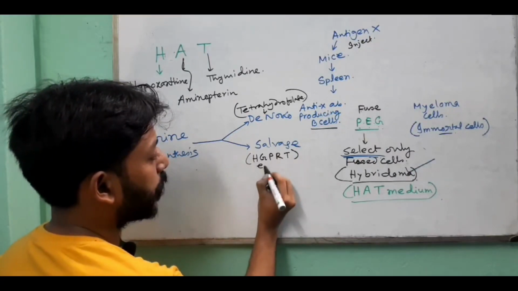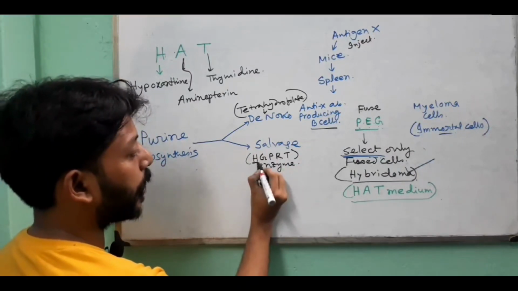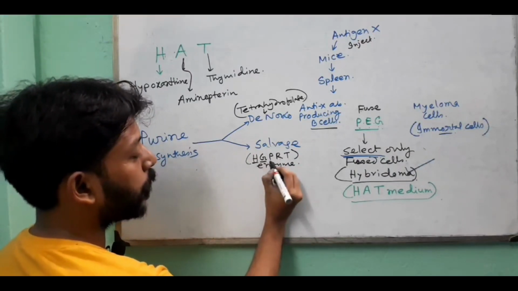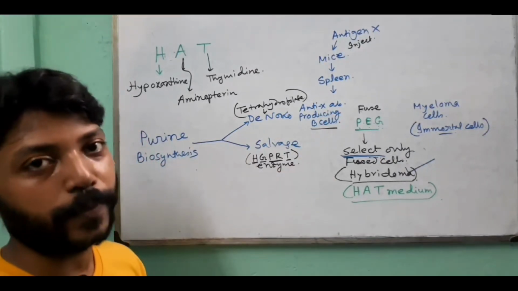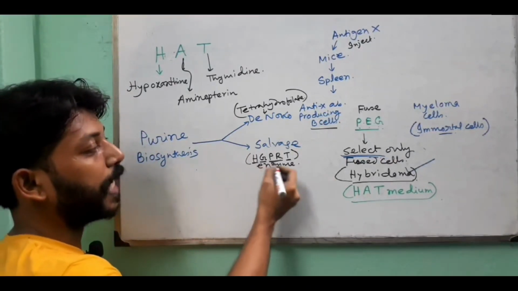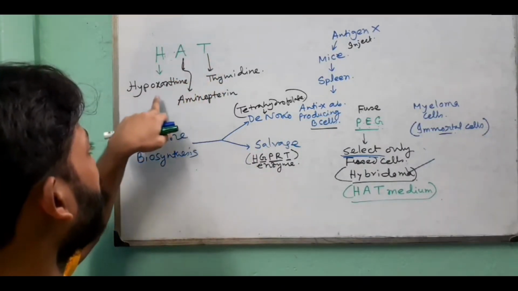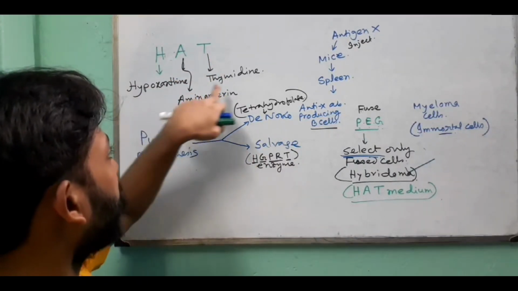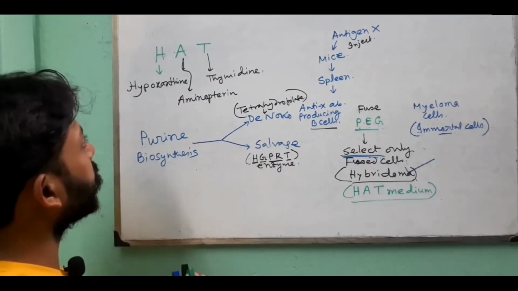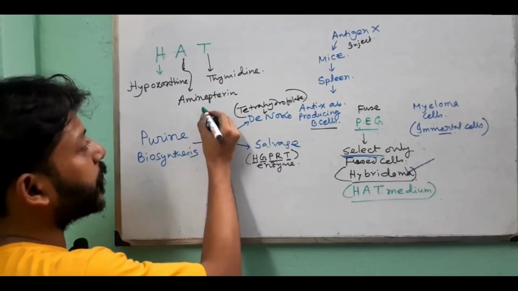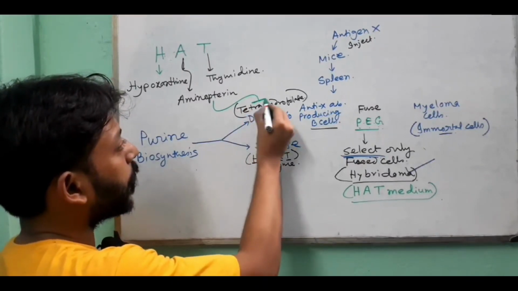The full form of HGPRT is hypoxanthine guanine phosphoribosyl transferase. You don't have to remember the name, but just remember HGPRT. And we are using a medium called HAT medium, in which there is hypoxanthine, thymidine and aminopterin. The reason for using this medium is that aminopterin is a chemical that can inhibit tetrahydrofolate.